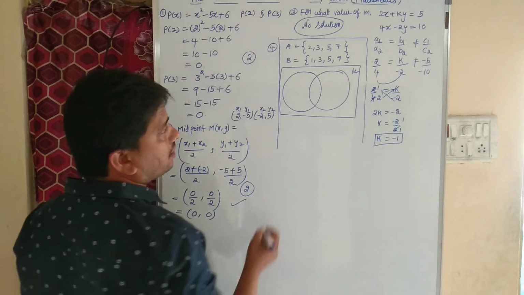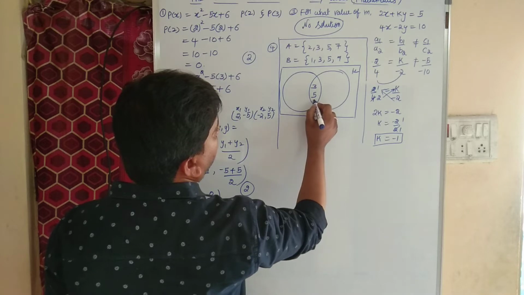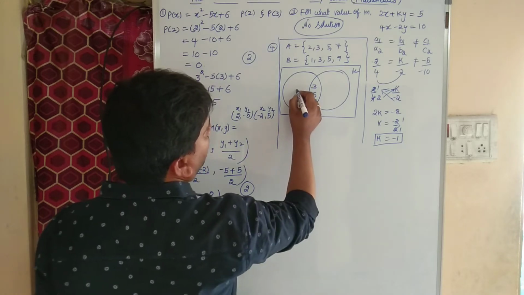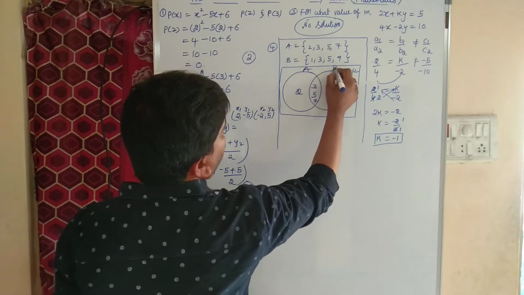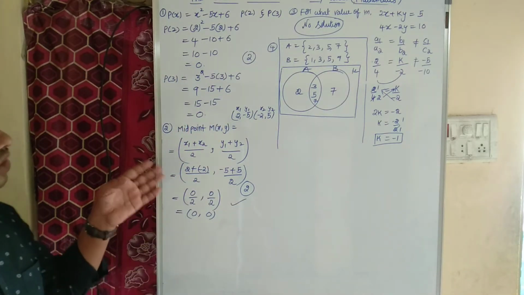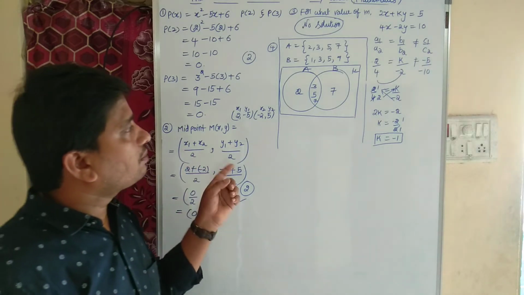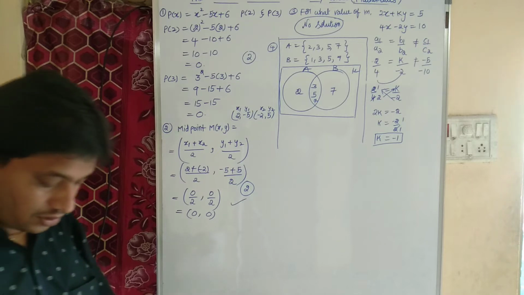This is the universal set. The common elements are here: 3, 5, 7. In A we have 2. In B we have 1. This is our set A. This is our set B. In this way we can represent set A, 2 3 5 7, and set B, 1 3 5 7, in a Venn diagram. Okay, children.